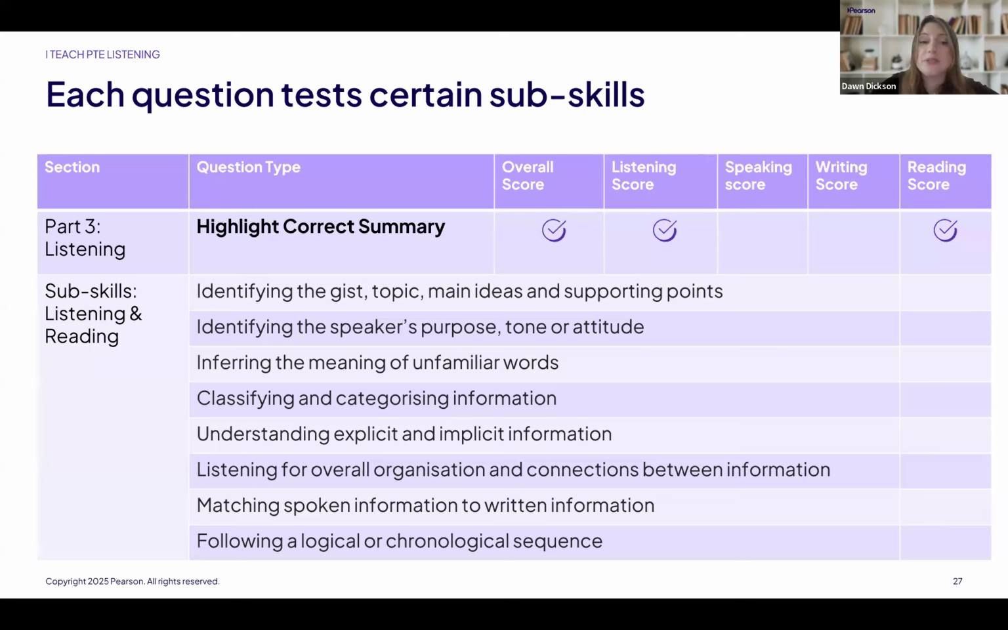Again, moving on to sub-skills, you may have thought about these already, you may not. Listening is what they're assessed on, and reading is what they're assessed on as well. However, within those two, we've got the listening and reading sub-skills. I will just give you a moment to read through these. So please take a look.